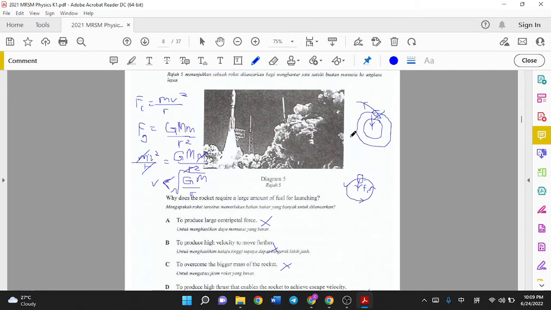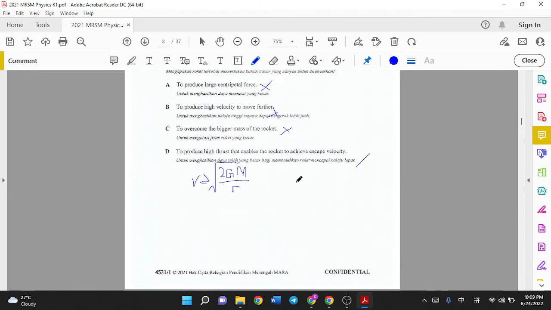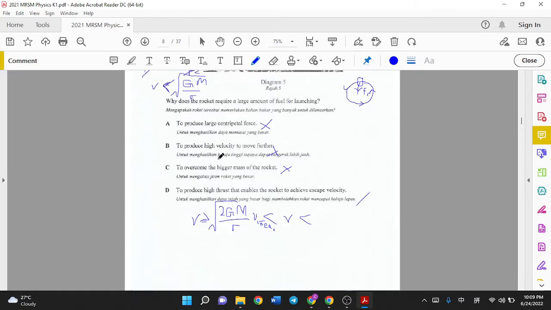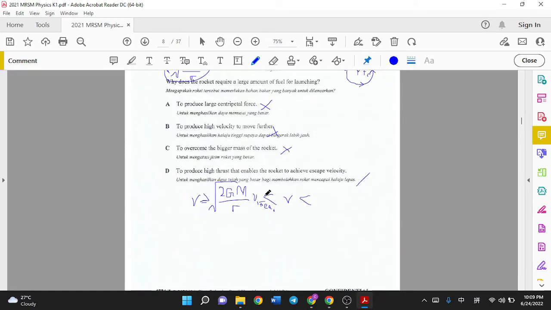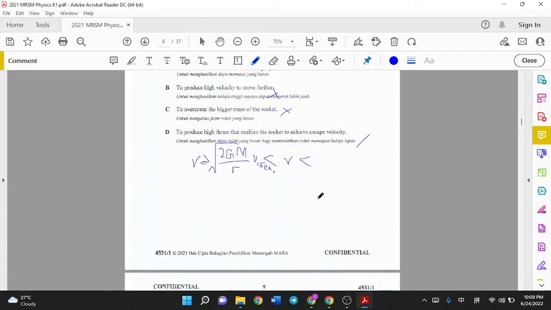And if your velocity is smaller than the escape velocity but greater than the linear velocity, which means greater than this, then your satellite will move in elliptical orbits around the Earth.